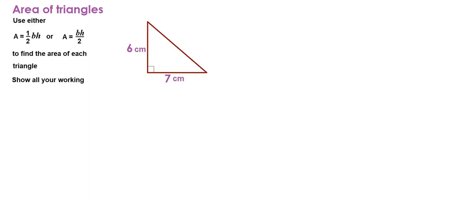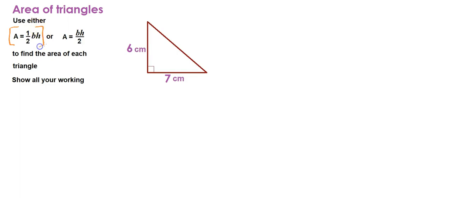We're looking at finding the area of triangles, and we can use one of two formulas really. One is this one, so area is equal to half of the base times height, or half times base times height. Or we can use this one where area is base times height divided by 2. So what we'll do is we'll use both. We'll solve this problem using both. So we'll start with this one here.